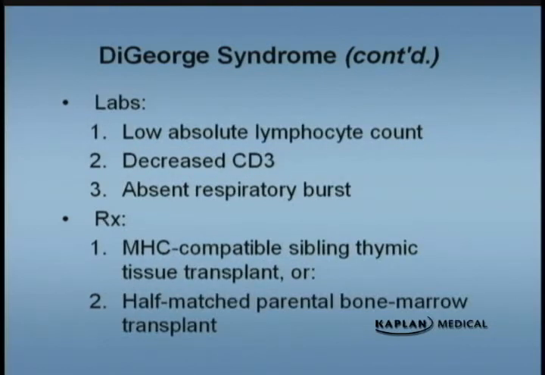With DiGeorge syndrome, some of the labs that you'll see are a decreased absolute lymphocyte count. They also have a decreased CD3 count. And if you go ahead and do the respiratory burst, it's absent. The treatment for DiGeorge syndrome is, first of all, if they have a heart defect, you need to take care of that. But typically the long-term treatment is going to be tissue transplant of thymus or a bone marrow transplant. And that would be the definitive treatment for DiGeorge syndrome.